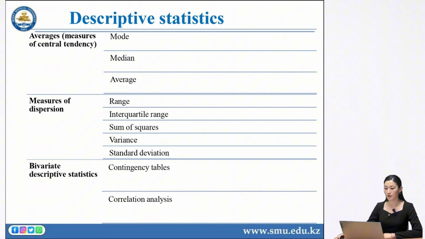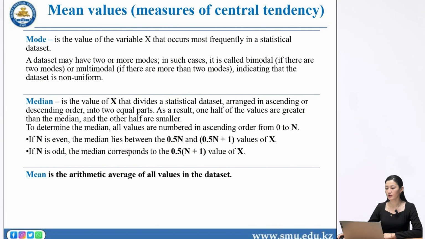Finally, we also have bivariate descriptive statistics, such as contingency tables and correlation analysis, which describe the relationship between two groups. Now let's talk about the three main measures of central tendency: mode, median, and mean.